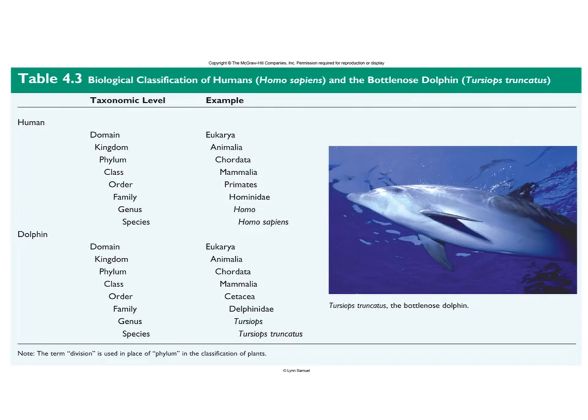All right, here are more examples. You can see the human and the dolphin here. Now, you'll notice here, if we're going to group these, both humans and dolphins are going to be in the same group for a lot of the different things. So they're in the same domain, Eukaryote. They're in the same kingdom, Animalia. They're in the same phylum, Chordata. And then at the class, they're also the same, Mammalia. But then at the order, that's when they diverge.